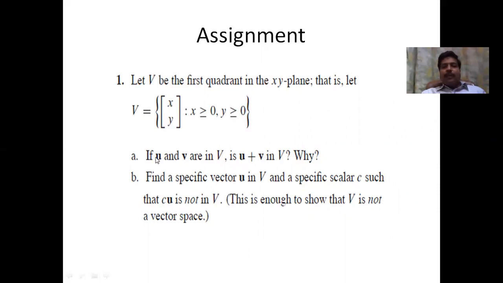Okay. The problem is: if u and v are in the set V, is u plus v in V? If you have taken two points, u and v are vectors in V, which are nothing but two points. If you take two points, is u plus v in V? Why?